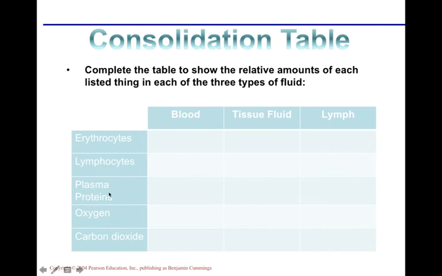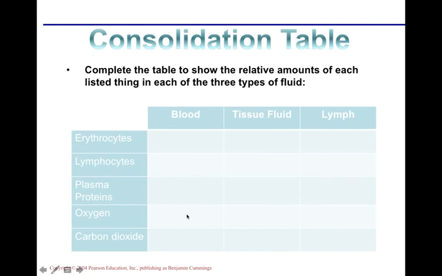Oxygen, now this depends on which end you're looking at. If you're looking at the arterial end, then you would expect to find high levels in the blood. At the venular end, you might expect to find smaller amounts, but still some. In the tissue fluid, you might expect to find a very small amount at the arterial and the venular end, and you might find a small amount of it in the lymph.